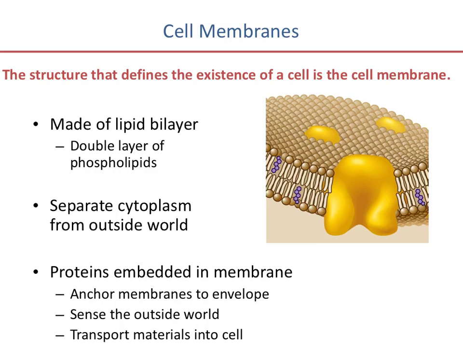It separates the cytoplasm from the outside world, and proteins, which are shown right here as these lovely yellow blobs, are embedded in the membrane. And the proteins that are embedded in the membrane perform a lot of different functions. Some of those functions include anchoring the membrane to the envelope. So remember, the envelope isn't just the membrane. There are all sorts of different components like the cell wall. So it anchors the membrane to the envelope. There are receptors in there that sense the outside world, and the bacterial cell can adjust accordingly. And it can transport materials into and out of the cell.